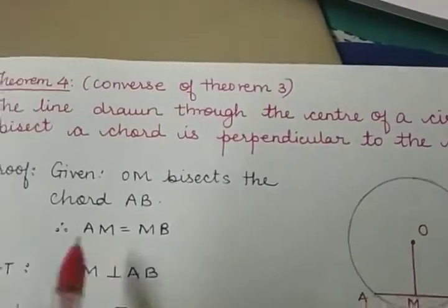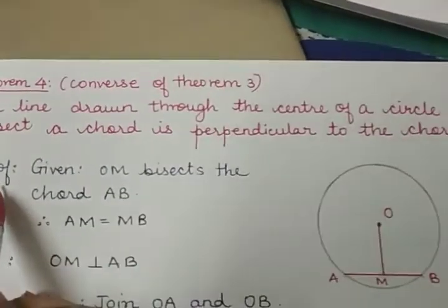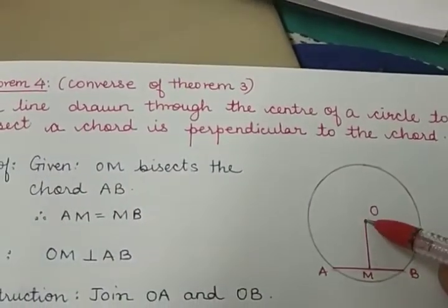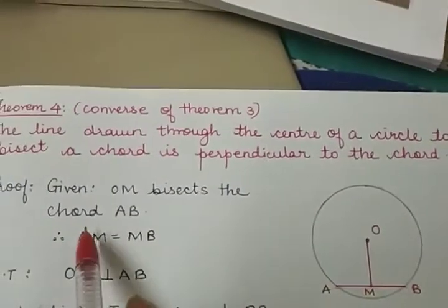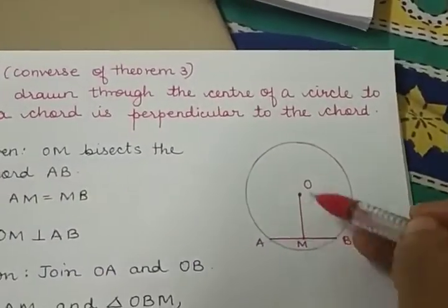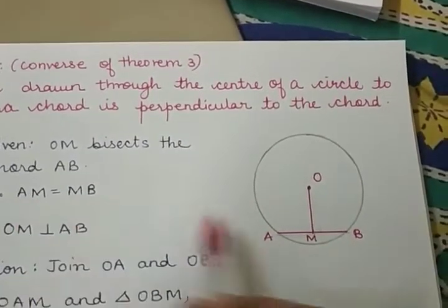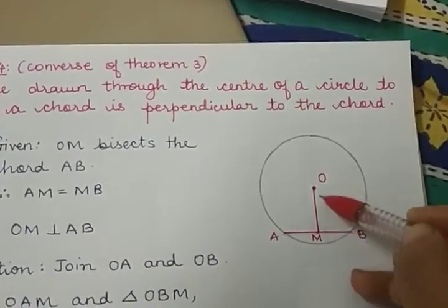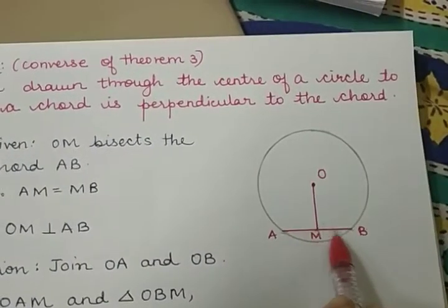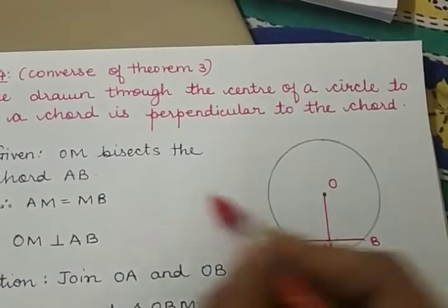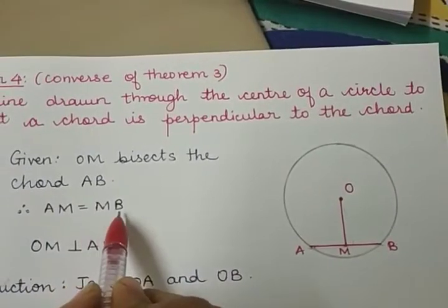So first let us write down what is given to you. It is given that this line OM bisects the chord AB. Means what? AM is equal to MB, correct? Since it bisects, these two parts will be equal. So AM is equal to MB.